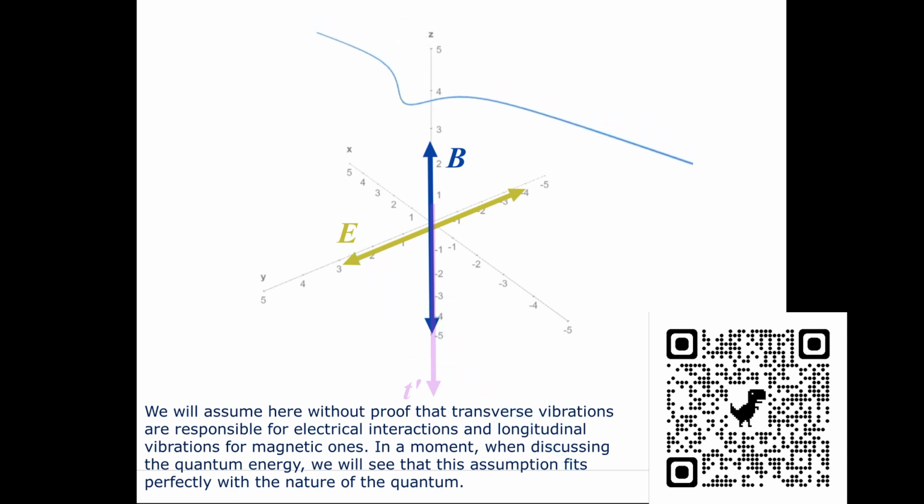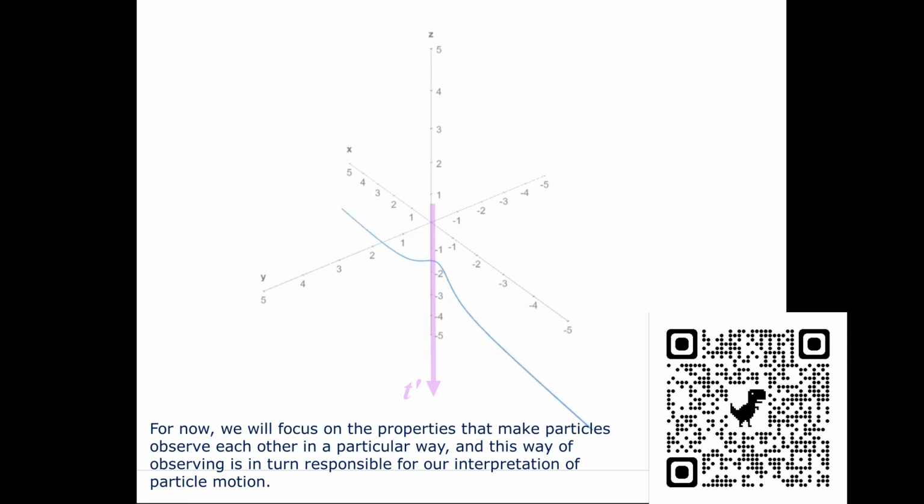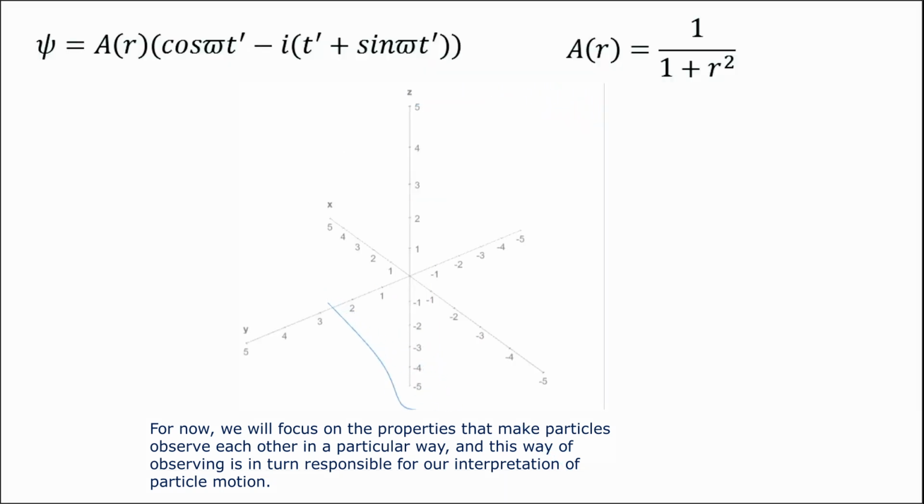In a moment, when discussing the quantum energy, we will see that this assumption fits perfectly with the nature of the quantum. More about the structure of the particle and the consequences of such description as properties like spin, probability, uncertainty principle, particle and field, etc. soon in the next presentation or in the publication in IJTMP. For now, we will focus on the properties that make particles observe each other in a particular way, and this way of observing is in turn responsible for our interpretation of particle motion.